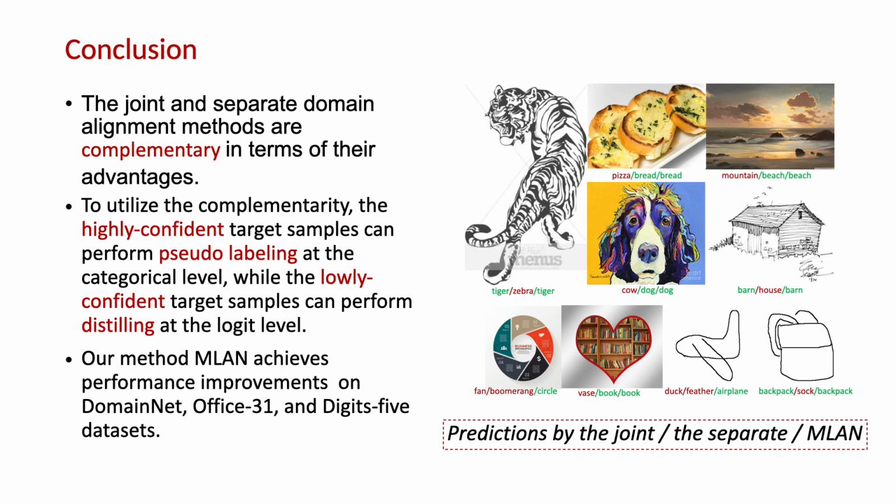In conclusion, the joint and separate domain alignment methods are complementary in terms of their advantages, and the complementarity can be utilized at different levels.